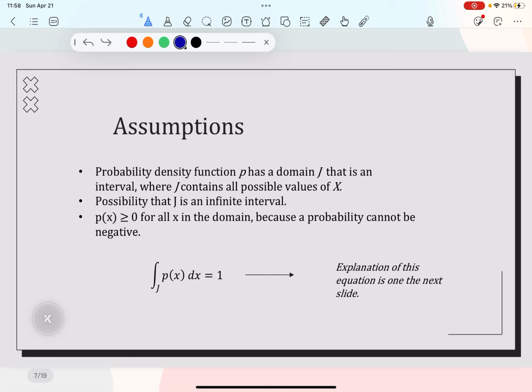So some assumptions we're going to have to make in order to apply this is going to be that the probability density function P has a domain J. That is an interval where J contains all possible values of X. All right. And then we know that the possibility that J is an event that will happen as an infinite interval, kind of elaborating on how it's continuous. And then P of X is going to be greater than or equal to 0 for all X in the domain because the probability cannot be negative, which makes sense because you can't have a negative 12% chance that it's going to rain, if that makes sense. All right, and this is just it written out notation-wise, so keep that in mind.